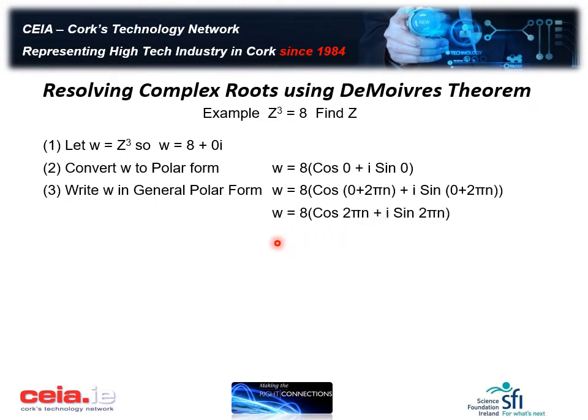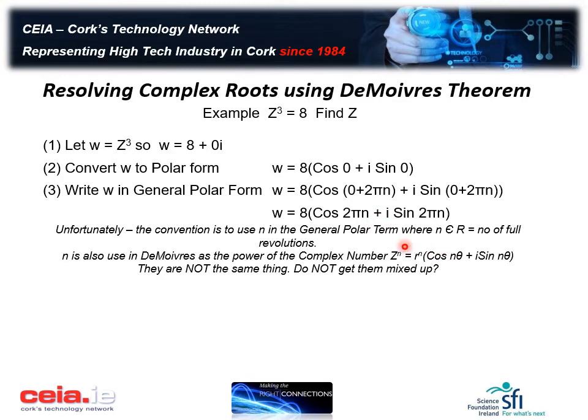Now, rewriting this gives us w is equal to 8 (cosine 2 pi n plus i sine 2 pi n). Okay. One note I want to add here: the convention for the general polar form is like this, with n in it. And unfortunately, the convention for De Moivre's theorem also uses n as the power of the complex number: z to the power of n is equal to r to the power of n (cosine n theta plus i sine n theta). They're not the same n, not the same thing, so don't get them mixed up, okay?